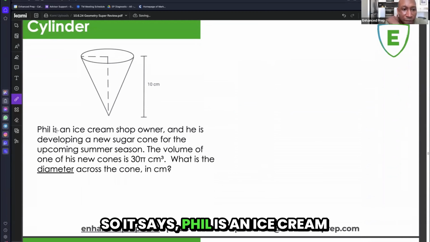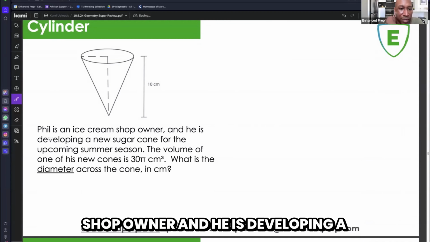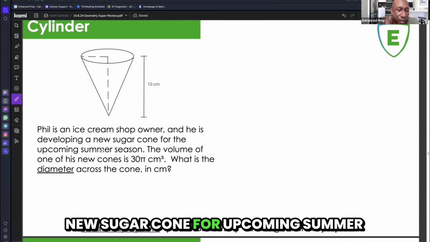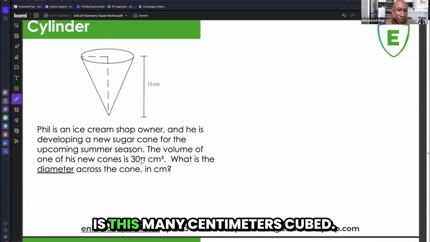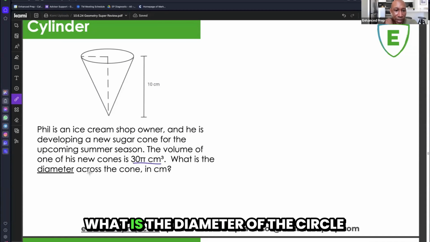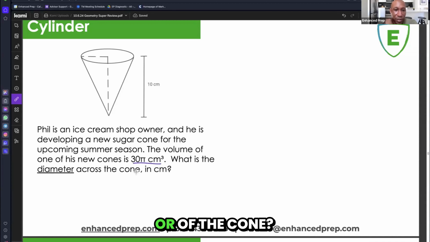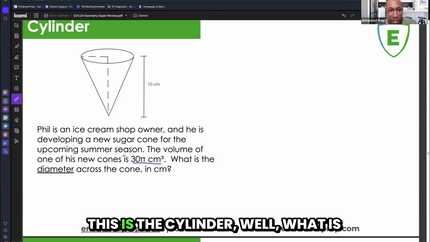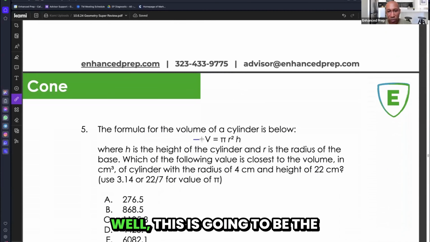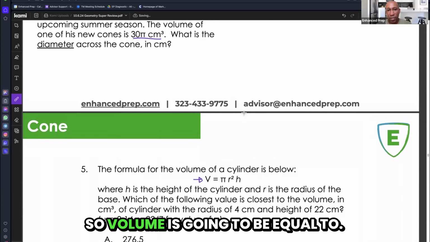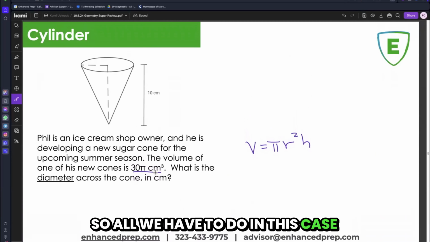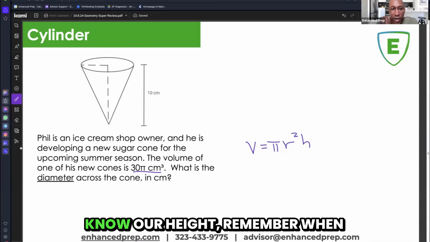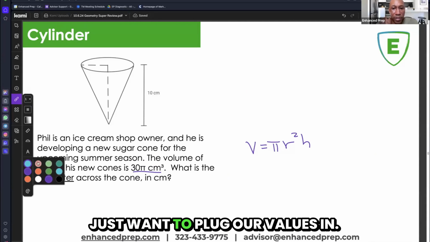It says, Phil is an ice cream shop owner, and he is developing a new sugar cone for the upcoming summer session. The volume of one of his new cones is this many centimeters cubed. What is the diameter of the cone? Well, in this case, if we know that this is the cylinder, what is our equation for the volume of the cylinder? Volume is equal to pi r squared h. Right? So if we know the volume and we know our height, remember when we were talking at the beginning, we just want to plug our values in.